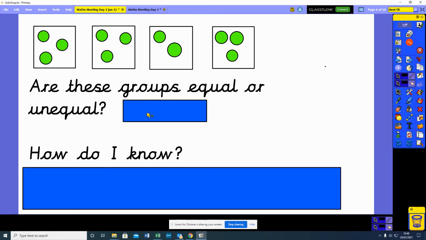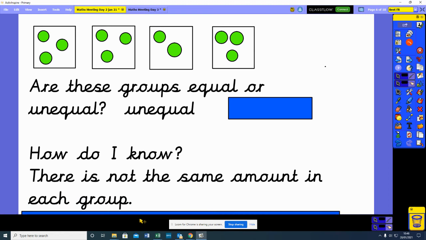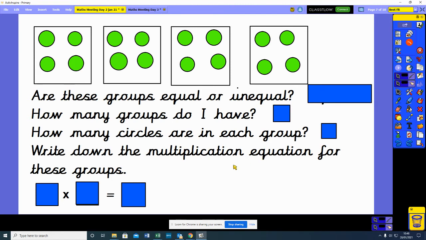Brilliant. Okay. So are these groups equal or unequal? They are unequal. How do I know? There is not the same amount in each group. Because here I have 1, 2, 3, 1, 2, 3, 1, 2, 1, 2, 3. So therefore they are unequal. They do not contain the same amount in each group. Brilliant work, guys.